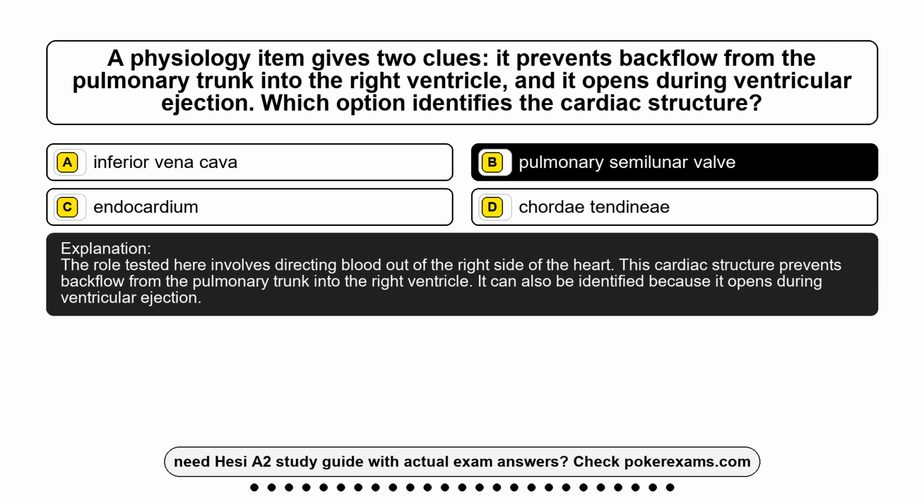The role tested here involves directing blood out of the right side of the heart. This cardiac structure prevents backflow from the pulmonary trunk into the right ventricle. It can also be identified because it opens during ventricular ejection.